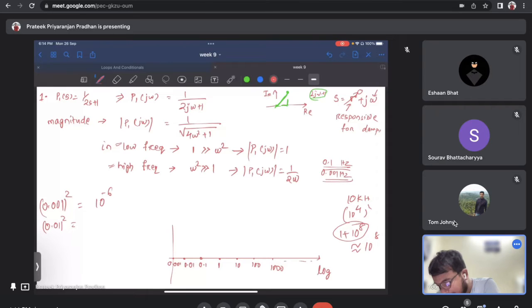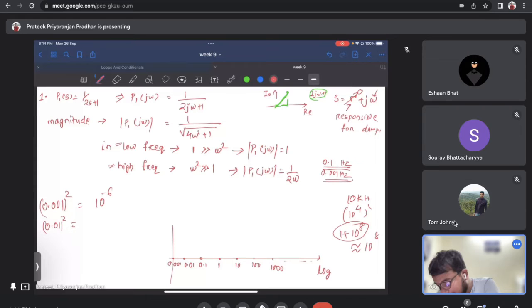Now the second question is the B question. Find the magnitude of the sinusoidal transfer function when the frequency tends to 0. Here I will calculate, because this is the magnitude of the transfer function. So when frequency tends to 0, that means omega tends to 0. It's very straightforward. The magnitude will be 1 by root 1. So it is 1. Is it clear?